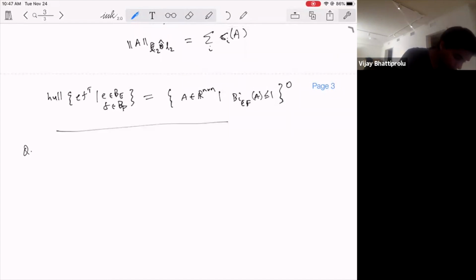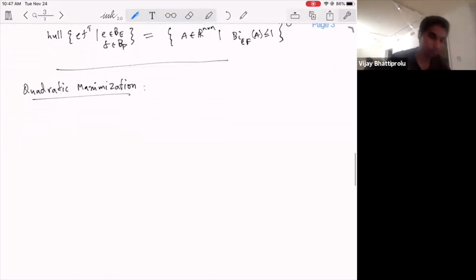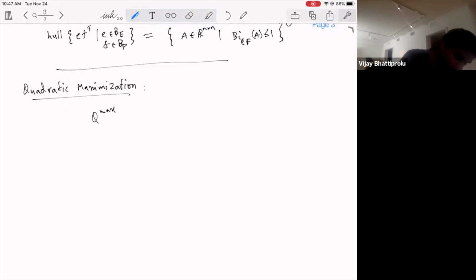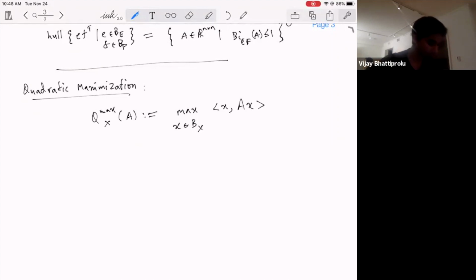Right. So now I'm going to define a related but more general optimization problem, quadratic maximization. Very similar to the bilinear case, we are given a norm X and we define Q max X of A, given an n cross n matrix A, as the maximum over little x in the unit ball of capital X of x inner product Ax. For convenience later in the talk, I'm probably going to drop the max and just write QX of A.